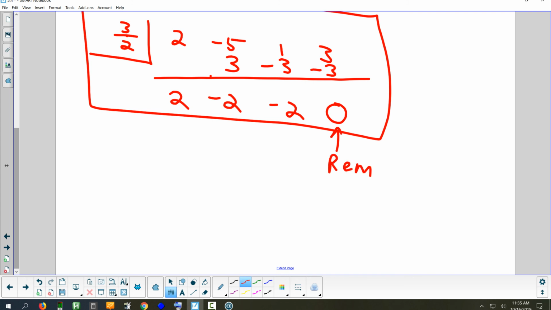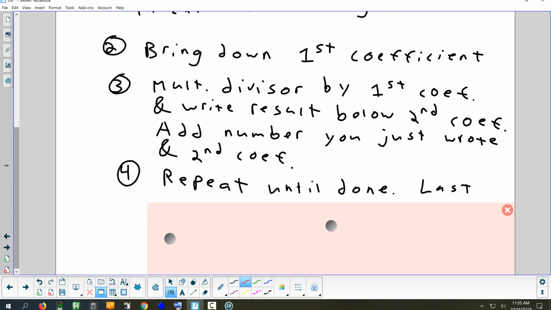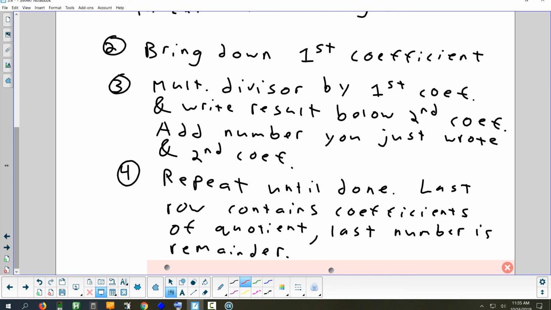Now, when you do division, you get a remainder and you get a what? You get a quotient. That's your quotient. So, I can write that down a little more formally, but basically that last row contains the coefficients of the quotient, and the very last number, all the way to the right, is your remainder.